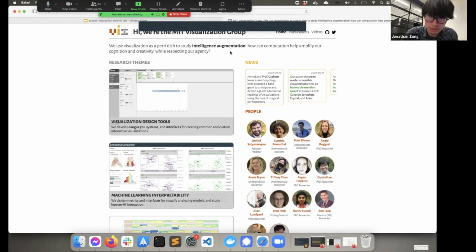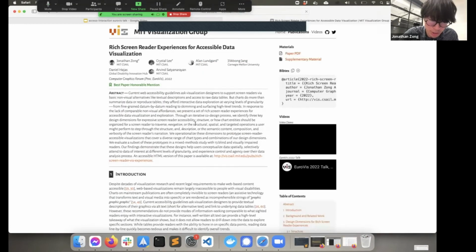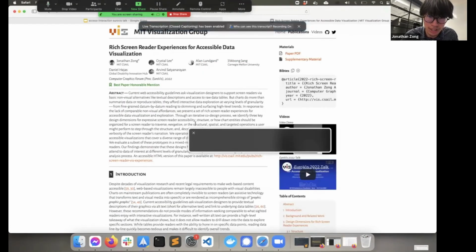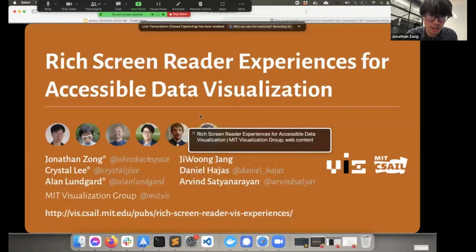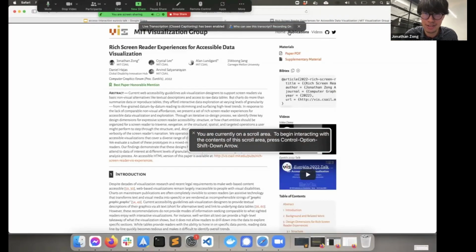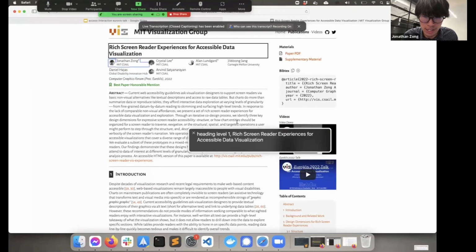Yeah, so just pull up. I always demo on this page, but VoiceOver on Safari. Rich screen reader experiences for accessible web application. You are currently on website not 2020. Link. Heading level 1. Rich screen reader experiences for accessible data visualization. Is the box visible this time?